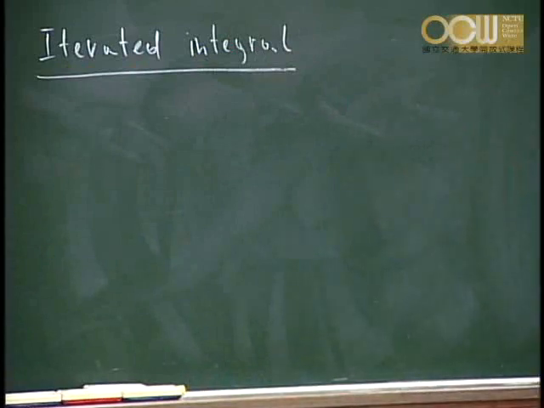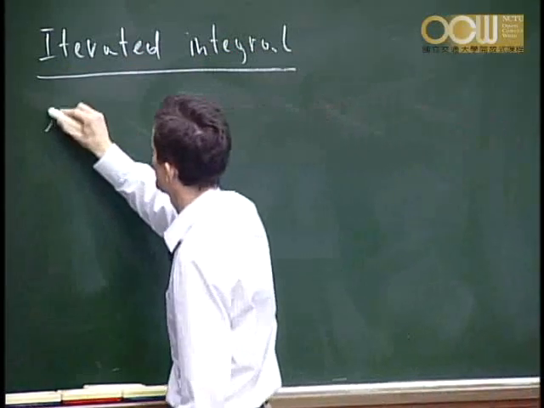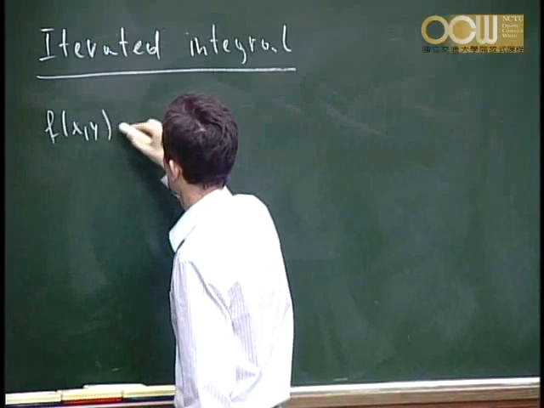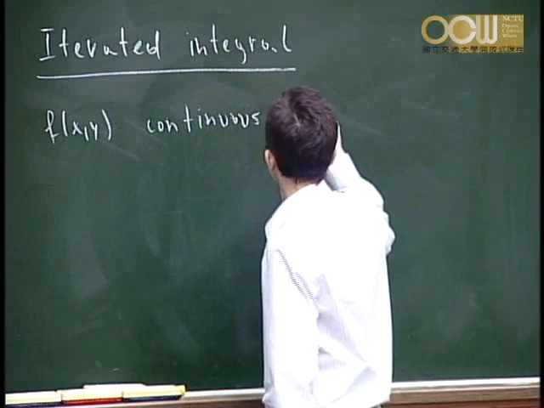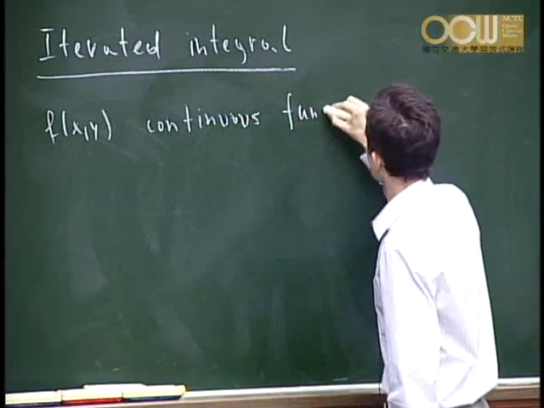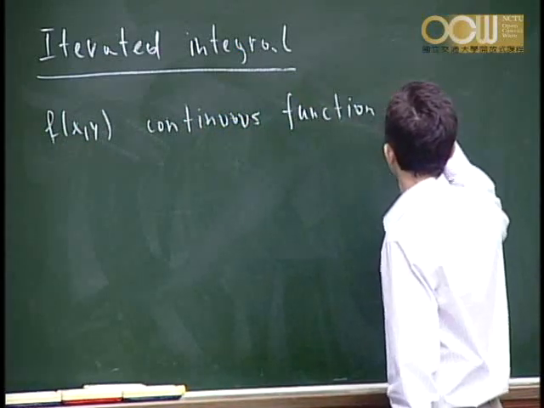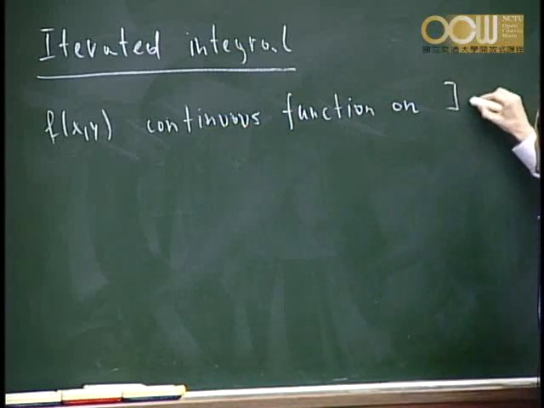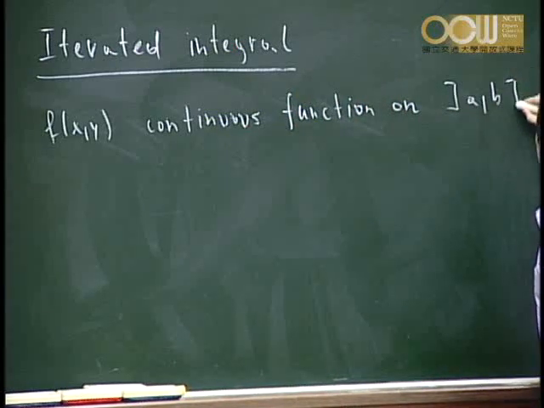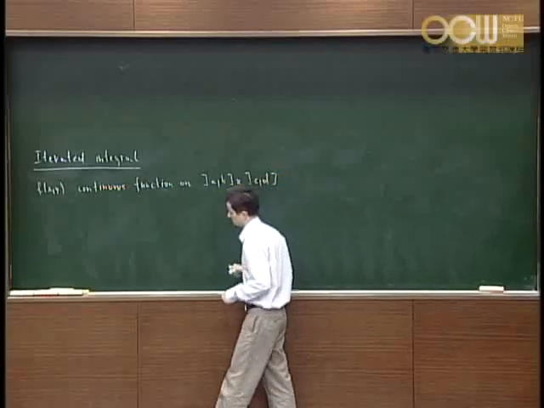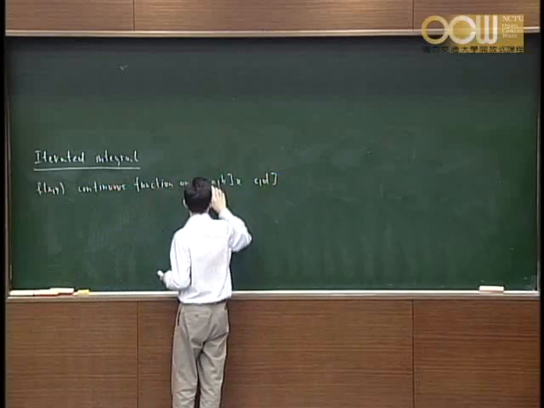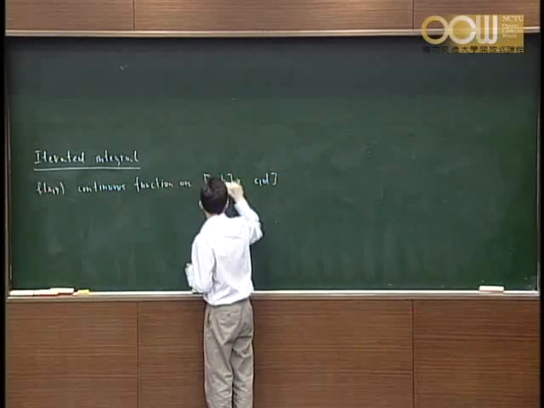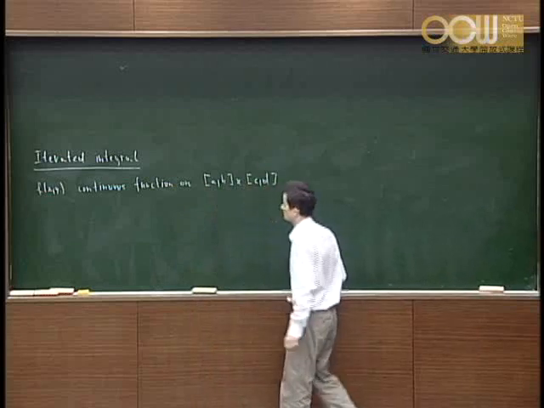Okay, so assume we have a function f of x, y, a continuous function on a rectangle [a,b] times [c,d]. Because this is just technical, let's say the boundary is included.